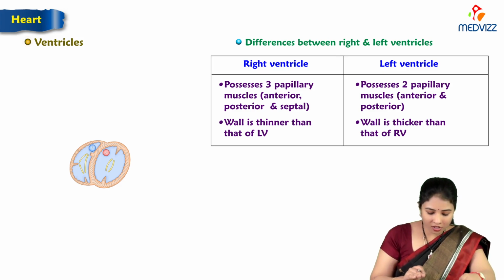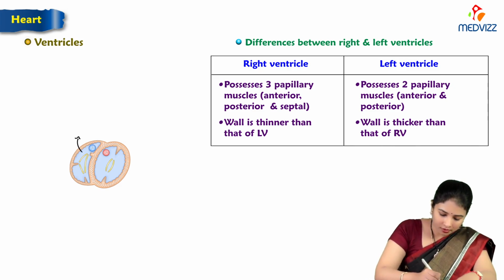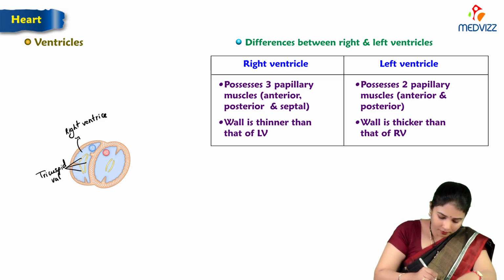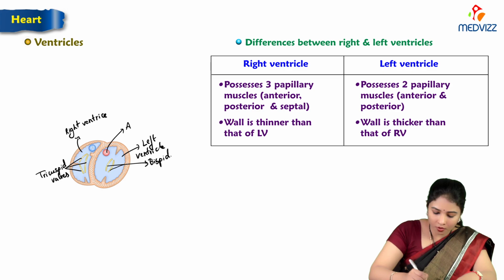So here is the cross section of the heart taken at the level of the ventricles. So this is the right ventricle, where we can see the 3 cusps here, which form the tricuspid valve. This is the left ventricle. You can see the bicuspid valve. This is the aortic orifice, and the pulmonary orifice.